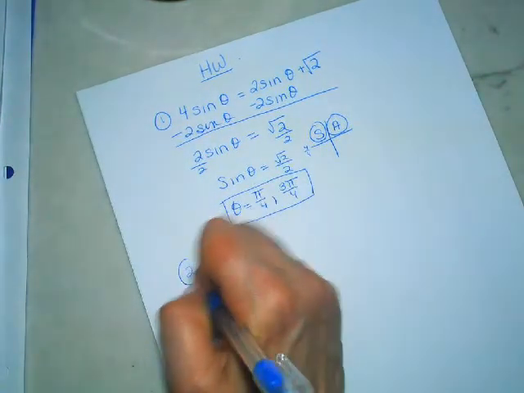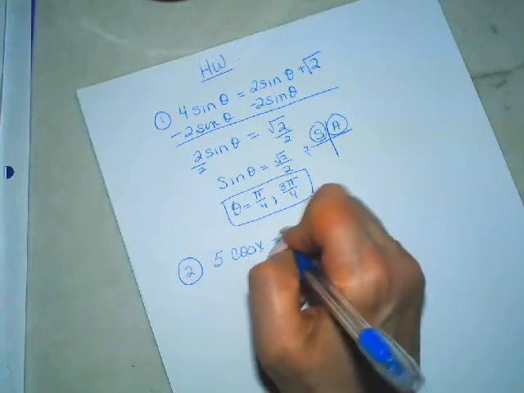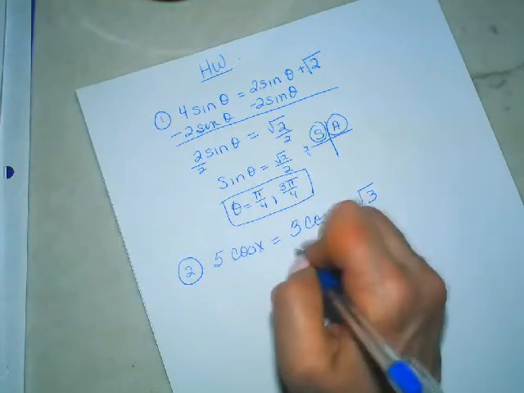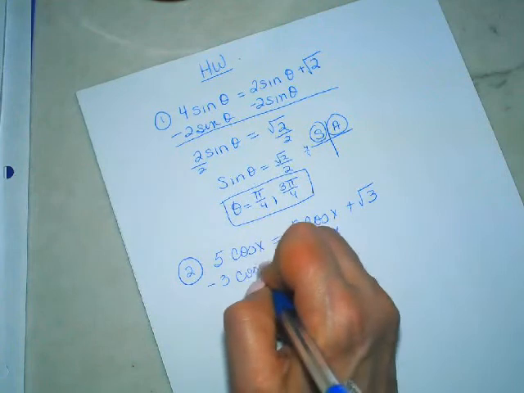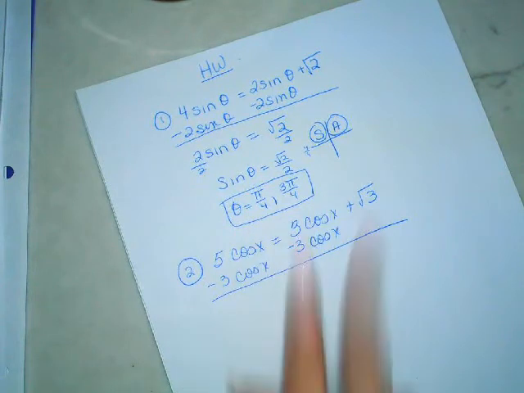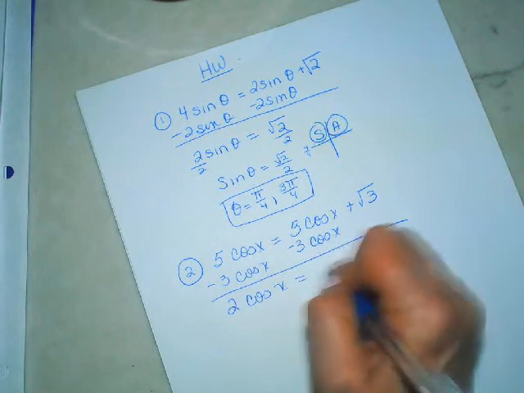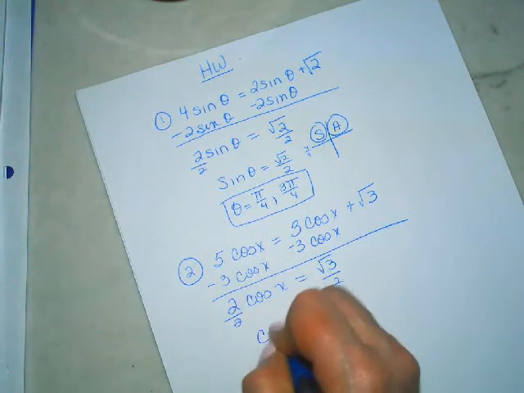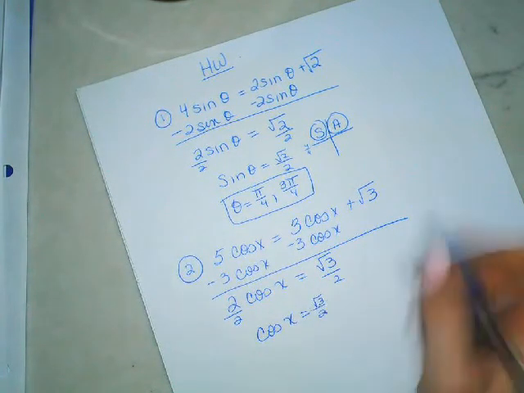Okay, let's look at number 2. Number 2 is 5 cosine of x equals 3 cosine x plus radical 3. I'm going to subtract the 3 cosine x. It's similar to the question right above. This is going to be combining like terms. If this gets you confused, take out the word cosine and just do the x's. So this would be 2 cosine x equals radical 3. Divide both sides by 2. Cosine of x is equal to radical 3 over 2.